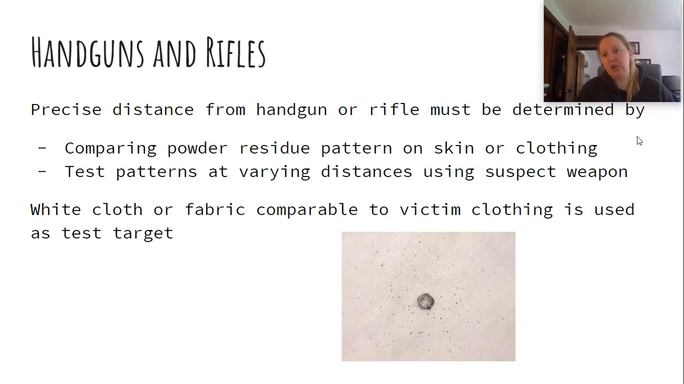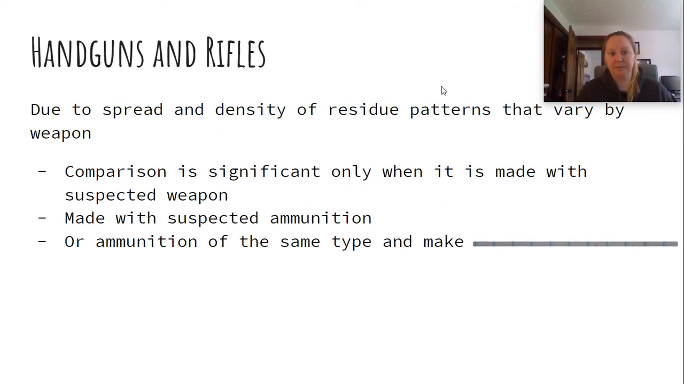Handguns and rifles are treated the exact same way when it comes to gunpowder residue. The precise distance from a handgun or a rifle must be determined by comparing powder residue patterns on skin or clothing, and then doing test patterns at varying distances using the suspected weapon. White cloth or fabric, comparable to the fabric that the victim was wearing, is used as a test target if you are looking at someone who was shot. If you're looking at a gun that was fired into the ceiling, you're going to want to use the same material that ceiling was built out of.